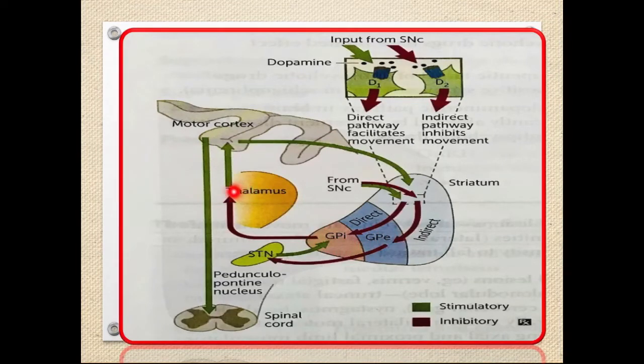So in the direct pathway, from the cortex to the striatum, directly to the globus pallidus internus, and then it goes to the cortex via the thalamus. That is the direct pathway, and this outer one is the indirect pathway. From the cortex it goes to the striatum.